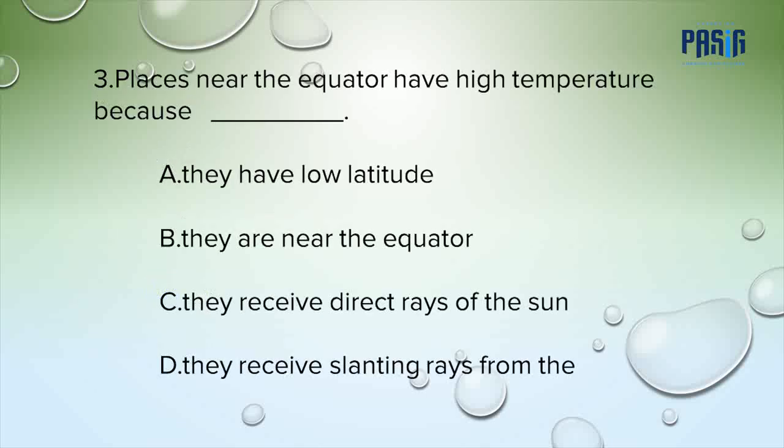Number 3. Places near the equator have high temperature because blank. A. They have low latitude. B. They are near the equator. C. They receive direct rays of the sun. D. They receive slanting rays from the sun. And the answer is letter C.